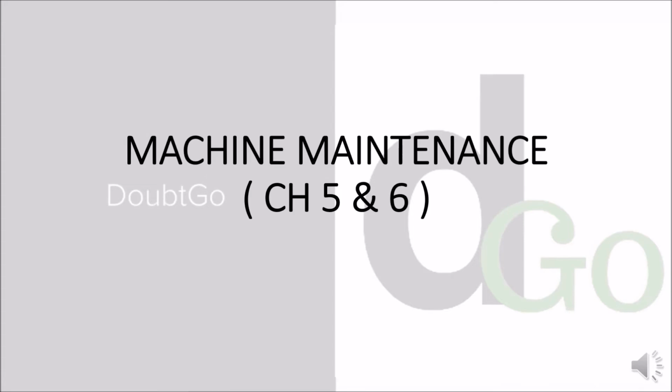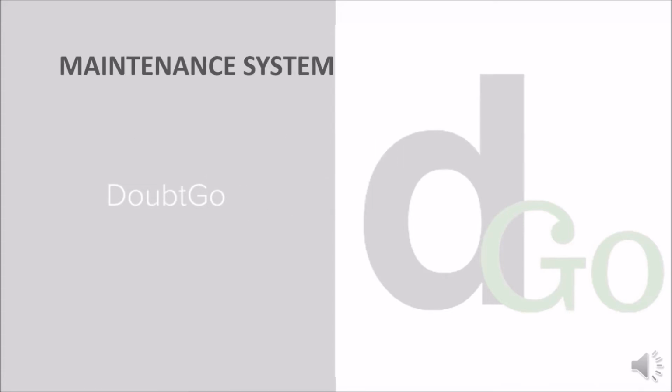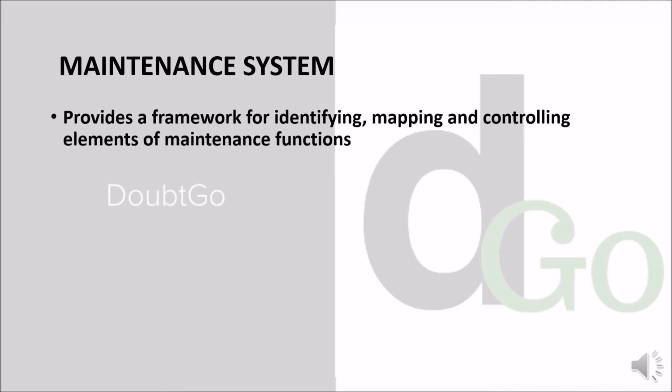Today we will discuss machine maintenance. So what is a maintenance system? It is a methodology or a strategy for establishing good maintenance management principles. It provides a framework for identifying, mapping and controlling elements of maintenance functions.